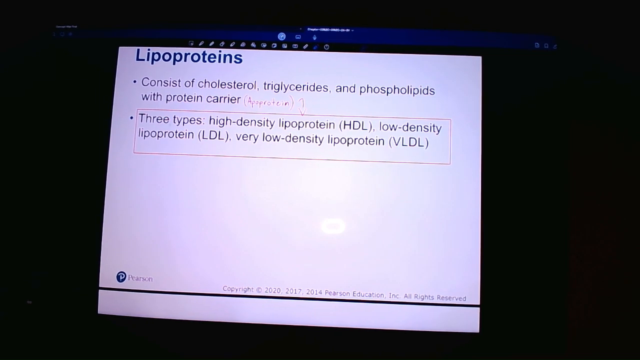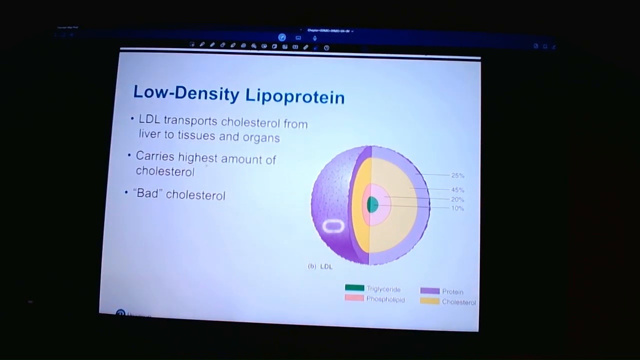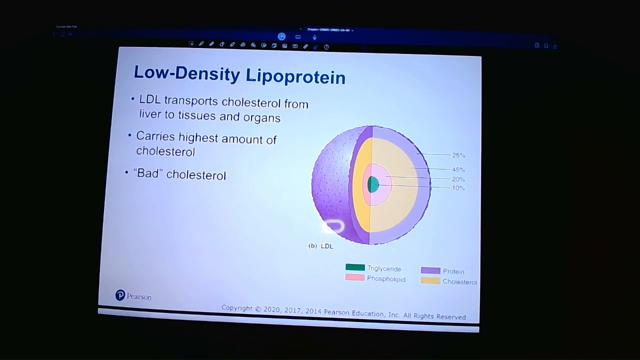But we're going to go ahead and talk about these three different types of apoproteins, or lipoproteins, to make it a little easier. Lipo meaning fat, protein meaning protein, and that's pretty much what they are. So a low density lipoprotein: whenever we talk about lipoproteins, I really want everyone to think about the low density. Don't think of the lipid, think of the protein instead.